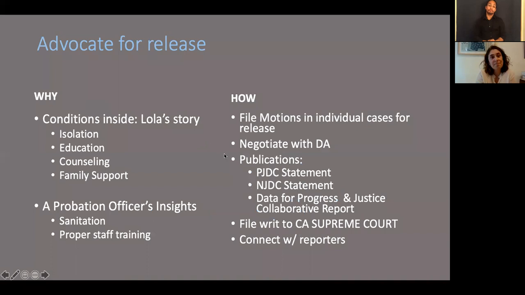Next slide, please. As you can imagine, our number one goal right now is to advocate for the release of our clients. We have been advocating for the release of our individual clients and then also taking action to advocate as a broader group for our client population locally and nationally. So why advocate for release?